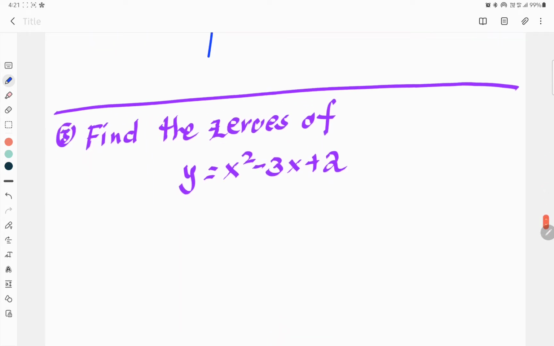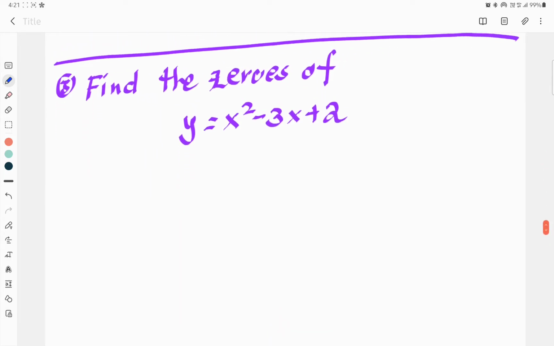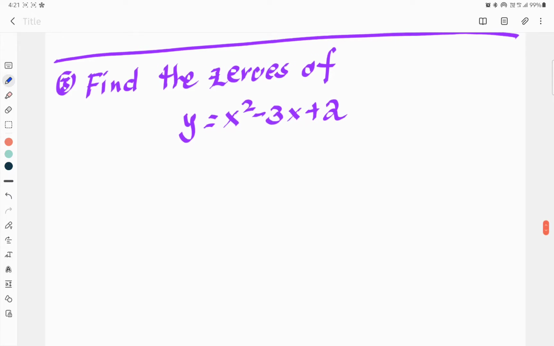Now, let's have this one. I think this is quite easy because this was your lesson when you were grade 8 and grade 9 or in your middle school. So remember that y is equal to 0. So 0 is equal to x squared minus 3x plus 2. Now, the thing that you can do with this one is the factoring.